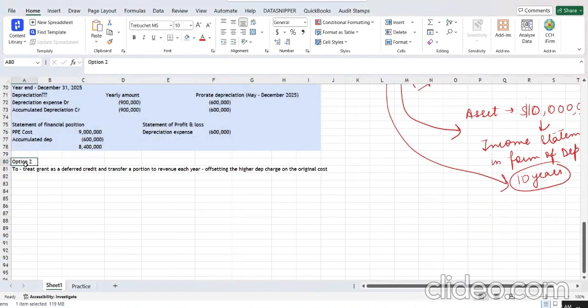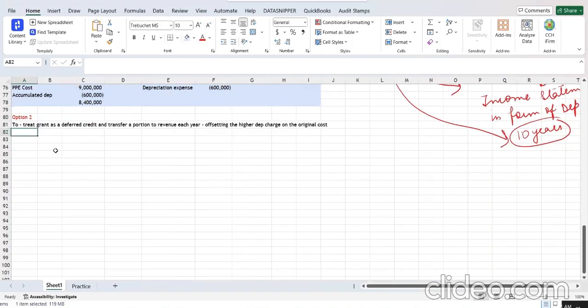Now option two. Option two states that treat it as a deferred credit. So option two will say that you recognize your asset at the full cost. Full cost means your PPE debit, your cash credit for how much?